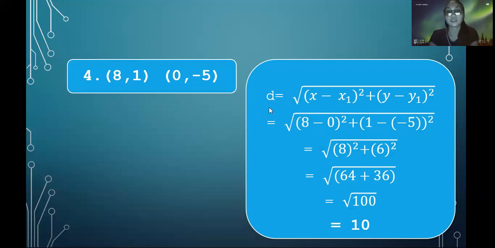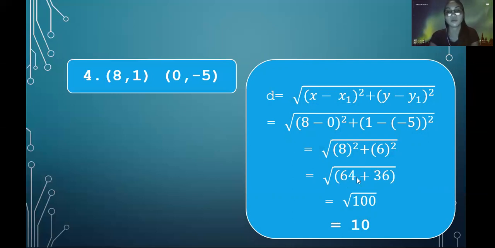So substitute the values of x and y, it will become quantity 8 minus 0 squared plus 1 minus negative 5 squared. So it is the square root of 8 squared plus 6 squared. So 8 squared is equal to 64, then 6 squared is equal to 36.